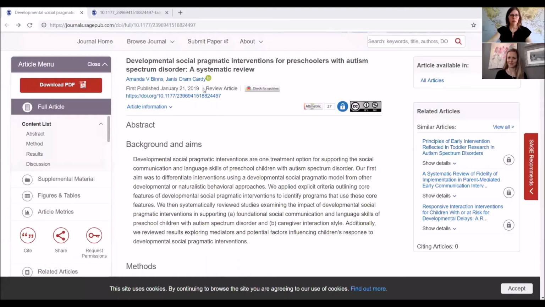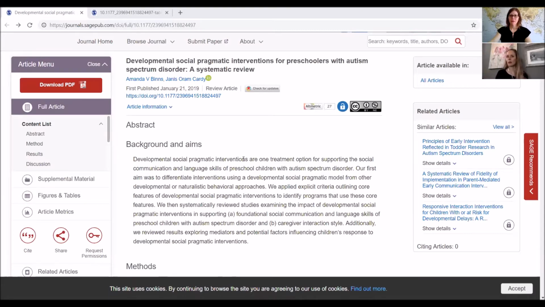So, Amanda, I'm going to share my screen and show a link to the new publication, and tell us what exactly is this publication all about, and what is developmental social pragmatic? Yeah, so I think we should probably start with explaining what we mean when we say a developmental social pragmatic intervention. These interventions are underlying on developmental psychology. They integrate principles from developmental psychology where we follow a typical developmental trajectory, right? So we're going to target things like joint attention and engagement and reciprocal interactions before we start talking about targeting words or putting words together. So it follows a typical developmental trajectory.